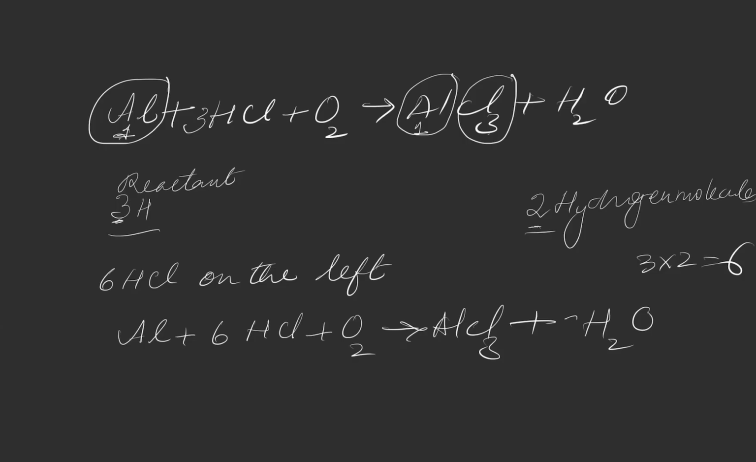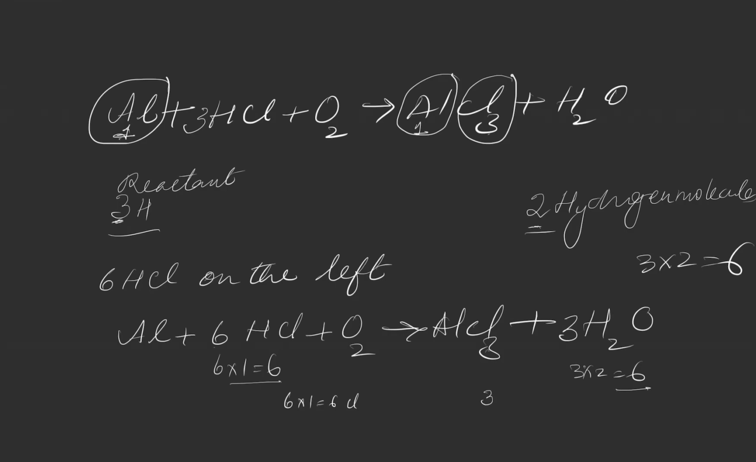We can do a 3 here. 3 into 2 equals 6. Sure. Here 6 into 1 equals 6. So this is balanced. This is also balanced. Now what is there? Then comes the chlorine. 6 on both sides. Here 6 into 1 equals 6 chlorine. And here we have only 3 chlorine.